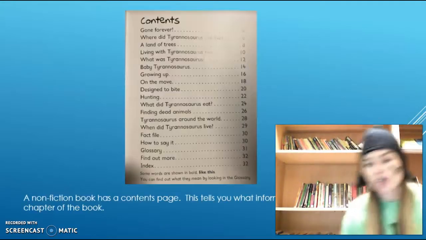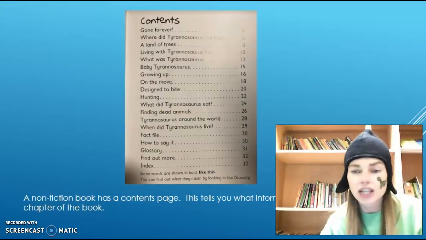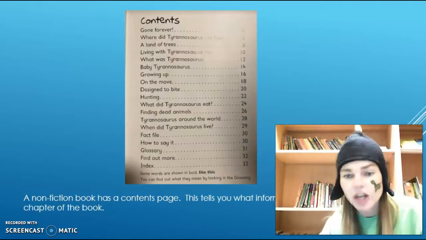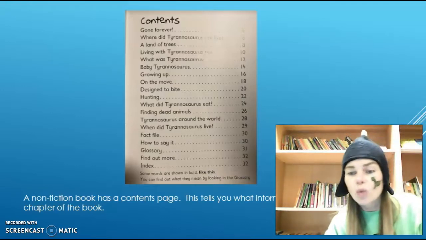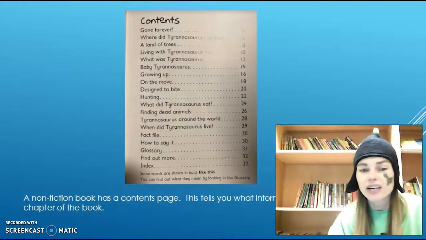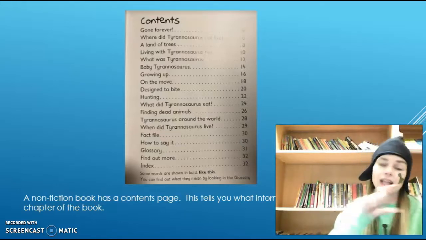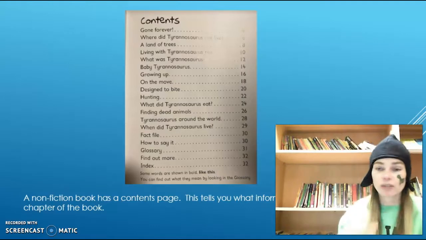Non-fiction books all have a page in them called a contents page. A contents page tells you what information you will find in each chapter of the book. A chapter is a part of a book.